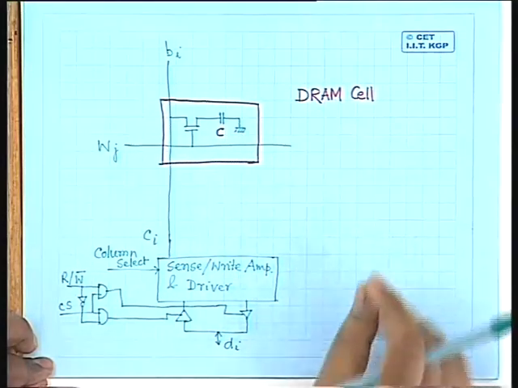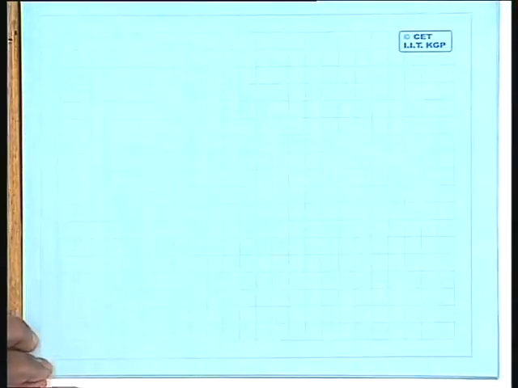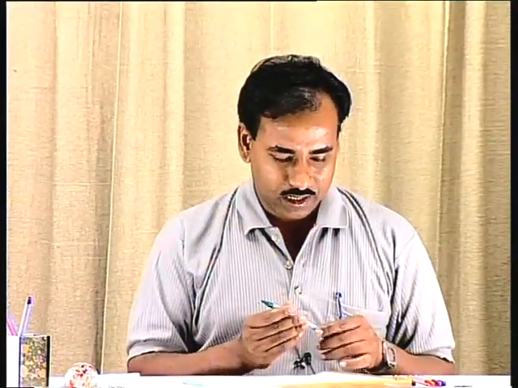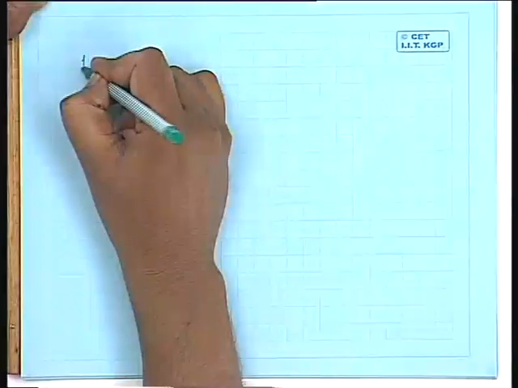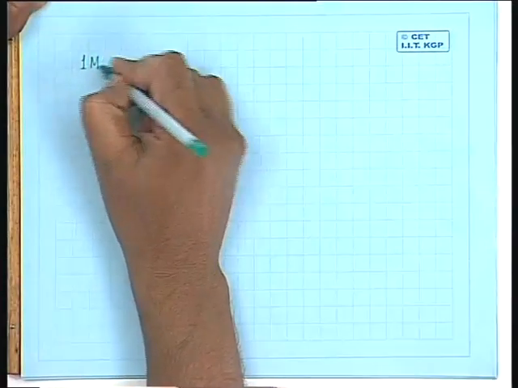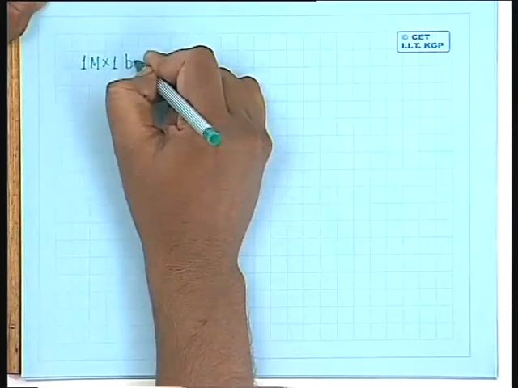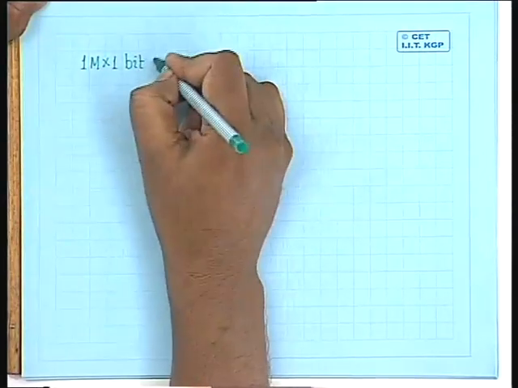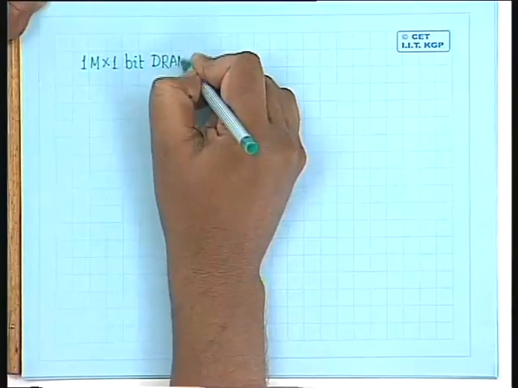That has to be taken care of by an additional control unit which is given along with the DRAM. So coming to the DRAM organization, it is something like this. Let us consider that we have a DRAM chip having 1M locations, every location consisting of 1 bit. So a 1M by 1 bit DRAM chip.